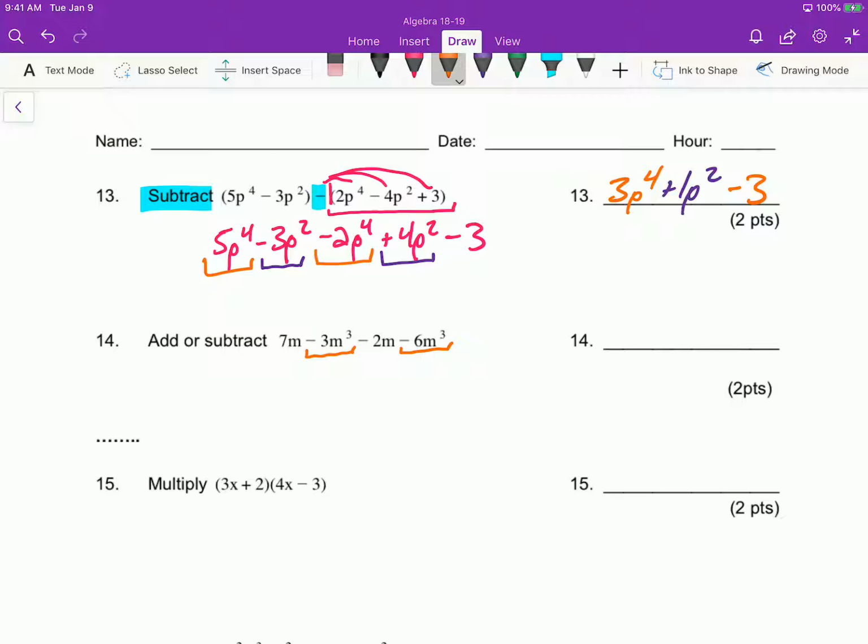So negative 3, take away another 6. That would be negative 9m cubed. And then positive 7 minus 2 would be 5m. That's it. That's the whole answer. Nothing else you can do there. All right, check it out.